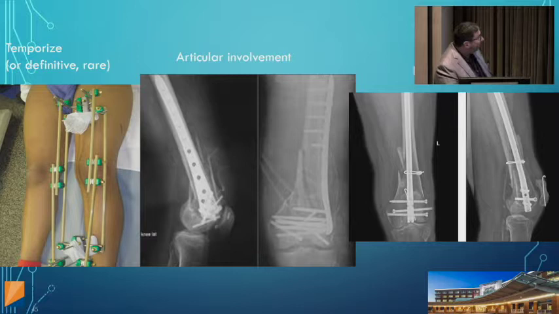This is looking at it from the front. This is an AP view. This is a lateral view. And over on the right, you see treatment with a rod and a cerclage wire. Generally, cerclage wires are frowned upon in the treatment of fractures because they're thought to disrupt the blood supply to the fragment, and the fragment may not go on to heal.